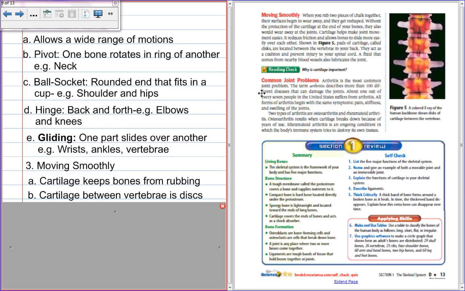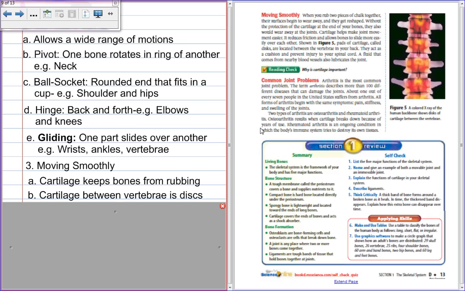Common joint problems. Arthritis is the most common joint problem. The term arthritis describes more than 100 different diseases that can damage the joints. About 1 out of every 7 people in the U.S. suffers from arthritis. All forms of arthritis begin with the same symptoms: pain, stiffness, and swelling of the joints. Two types of arthritis are osteoarthritis and rheumatoid arthritis. Osteoarthritis results when cartilage breaks down because of years of use. Rheumatoid arthritis is an ongoing condition in which the body's immune system tries to destroy its own tissues.